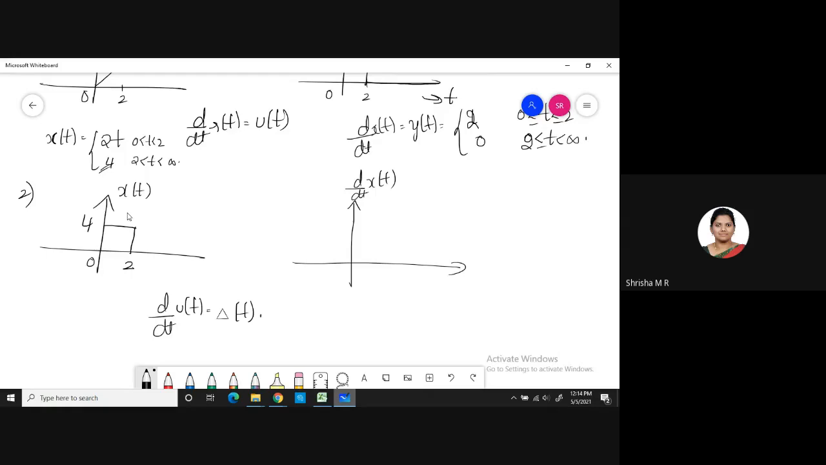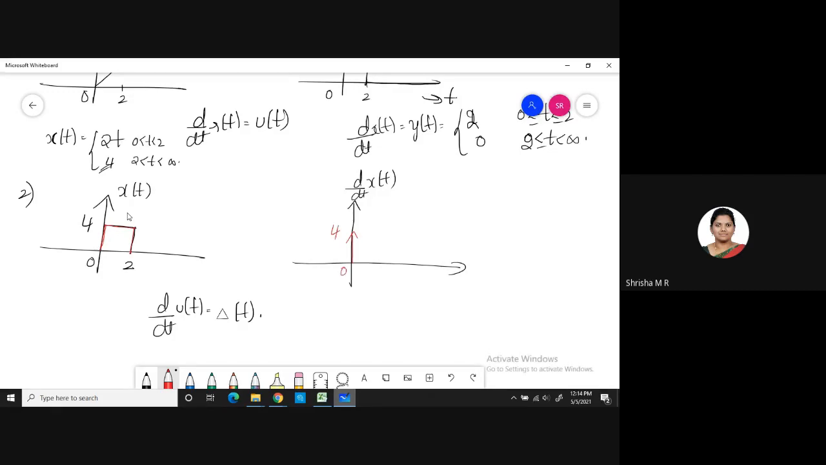So here, as you can see, I'll mark it in red, there is a unit step. It's increasing from 0 to 4. Okay, then it's constant, then it is coming down to 0 from amplitude 4. So a differentiated signal will be an impulse from 0 to 4.